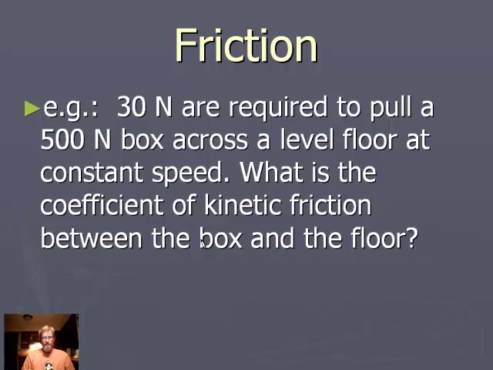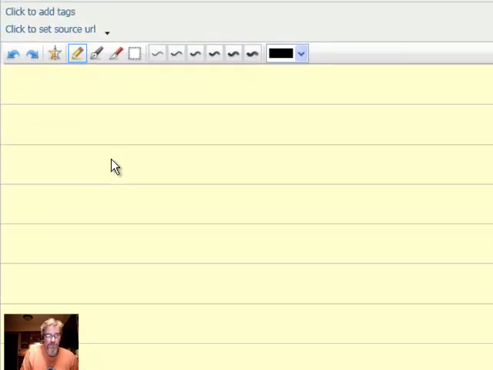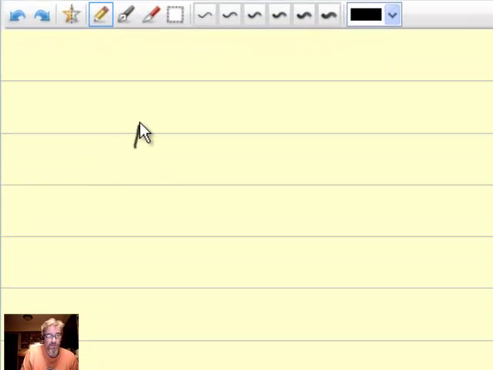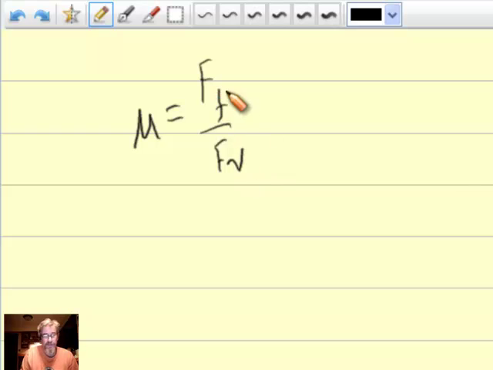Let's solve some problems. First of all, here's a fairly simple problem. 30 newtons are required to pull a 500 Newton box across a level floor at constant speed. The question is, what is the coefficient of static friction between the box and the floor? In solving this problem, first of all, we should probably define what we're looking for, and that's mu, coefficient of friction. Mu is force of friction divided by the normal force. So we have to identify what force of friction and what normal force are here.